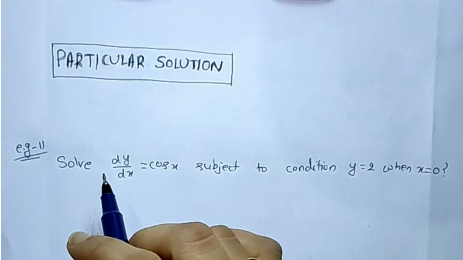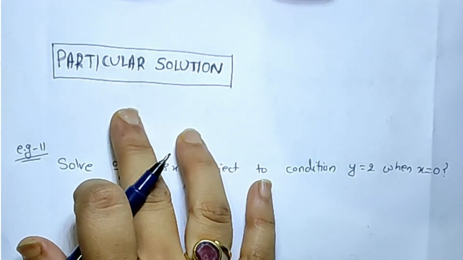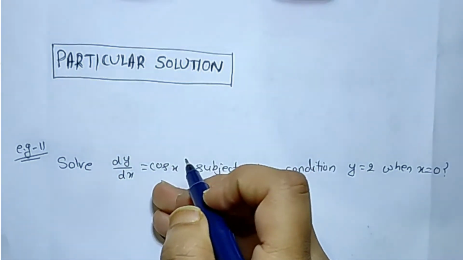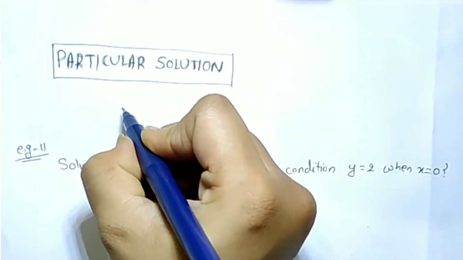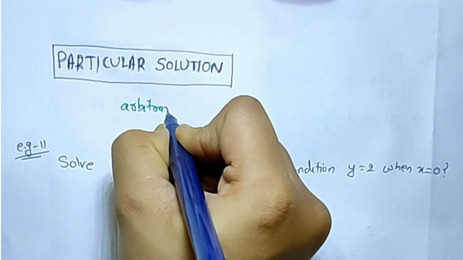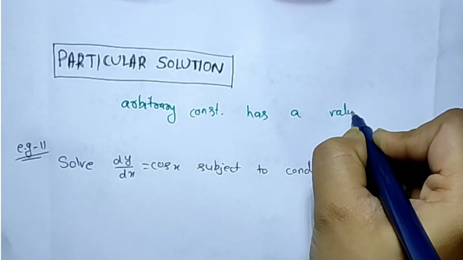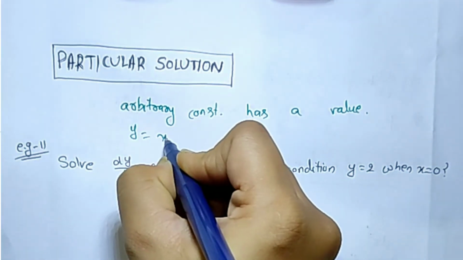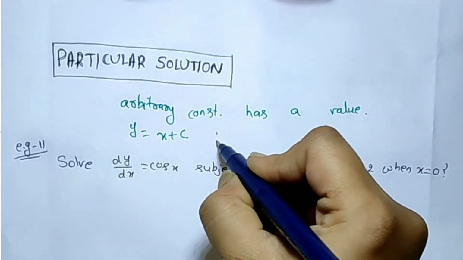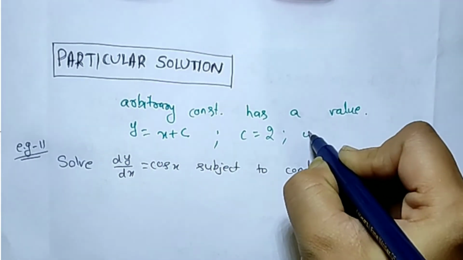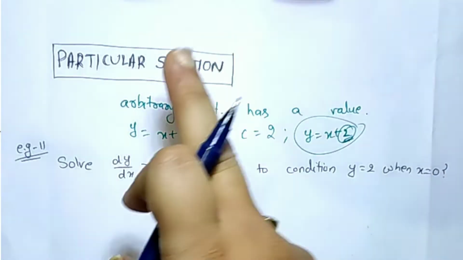In lesson number 1, I have already told you what a particular solution is. What is a particular solution? A particular solution is a solution where the arbitrary constant has an assigned value. If y is equal to x plus c, then this is a general solution. For a particular solution, suppose we got c is equal to 2, then y is equal to x plus 2. We have assigned a particular value to the arbitrary constant. This is called a particular solution.